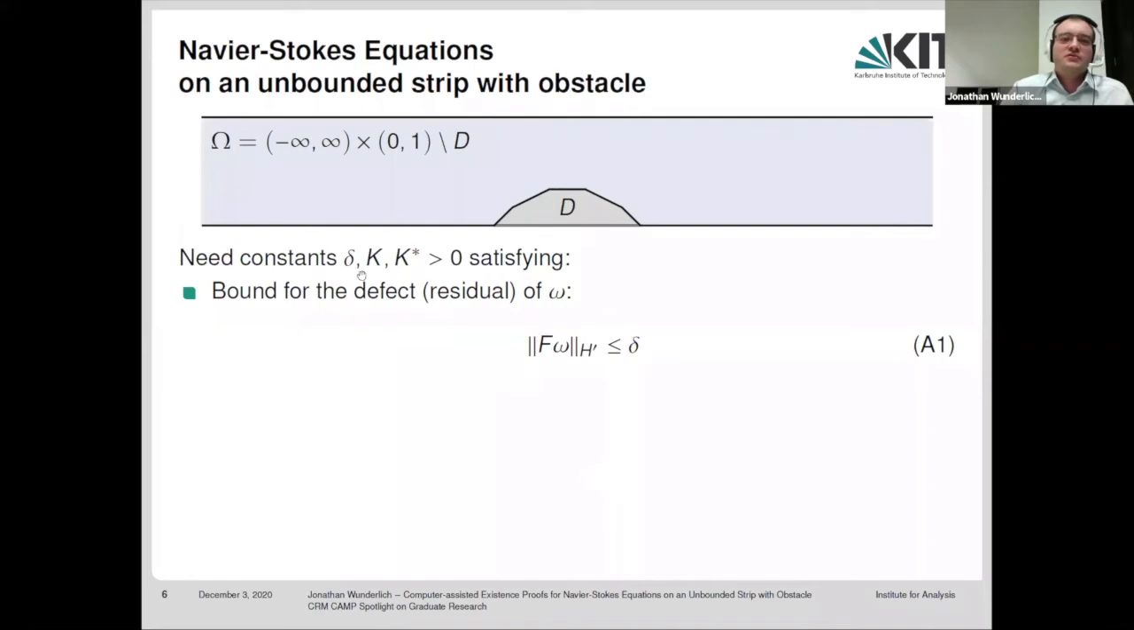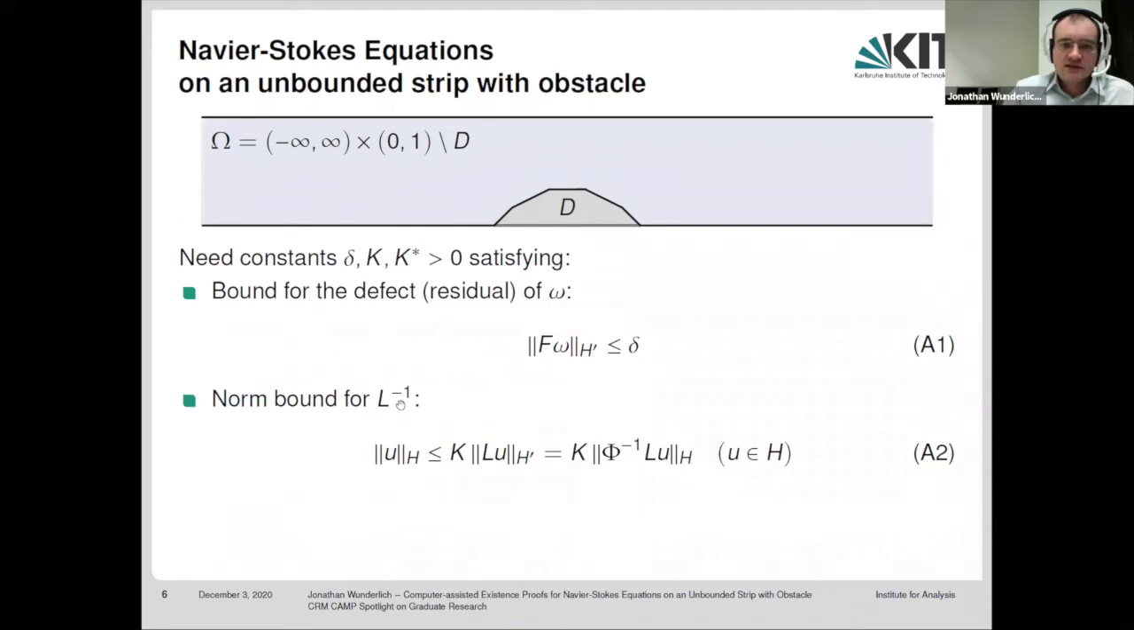So we assume that we have constants delta, k, and k star in hand, such that delta is a bound for the defect of our approximate solution. And moreover, we assume that k is a norm bound for the inverse operator of L, which is this assumption 2. And by this assumption, we get that L is 1-to-1.